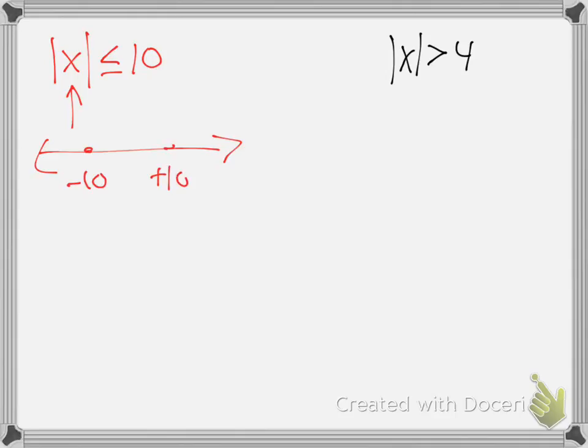From here all the way to there. Any number between -10 and +10, put in anything in this region, would make it true. Now anything outside, like negative 11, wouldn't work, because the absolute value of negative 11 would be positive 11, and that's not less than 10. Or positive 11, put that in, the absolute value just stays positive 11, and that's not less than 10. That won't work. But anything between negative 10 and positive 10 is okay, isn't it?